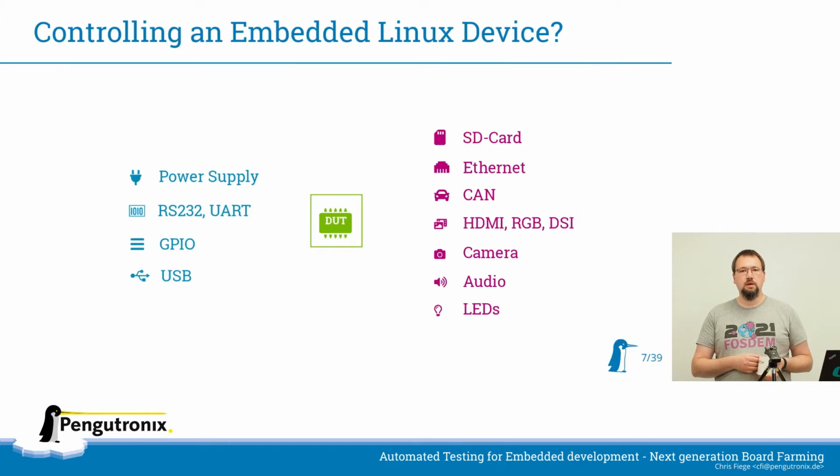You may need to interface with an SD card. You have an Ethernet port for connectivity, CAN buses if you're doing automotive or automation, HDMI, DSI or camera interfaces if you're doing graphics, input or output. You may have an audio input or output or some LEDs to show your current state.